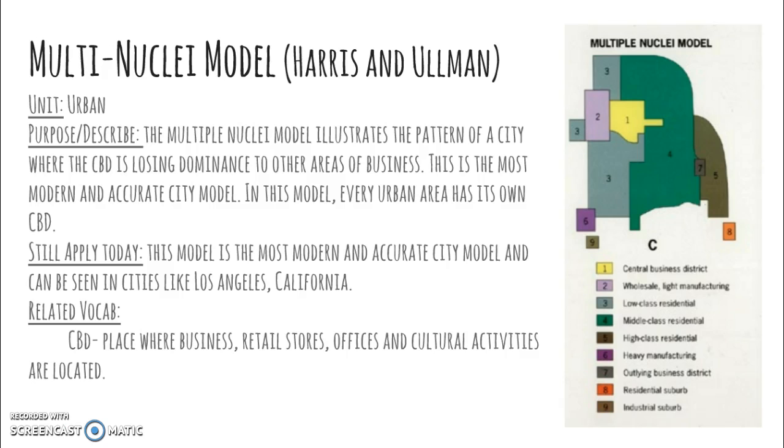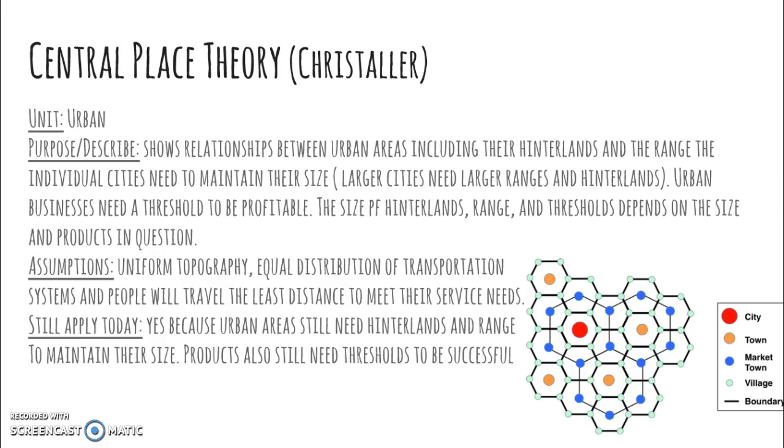The multinuclei model is in the urban unit, and it illustrates a city where the CBD loses dominance to other areas of business. It's the most modern and accurate model. Every urban area has its own CBD. This model can be seen in cities like Los Angeles. Related vocab: CBD is a place where business, retail stores, offices, and cultural activities are located.